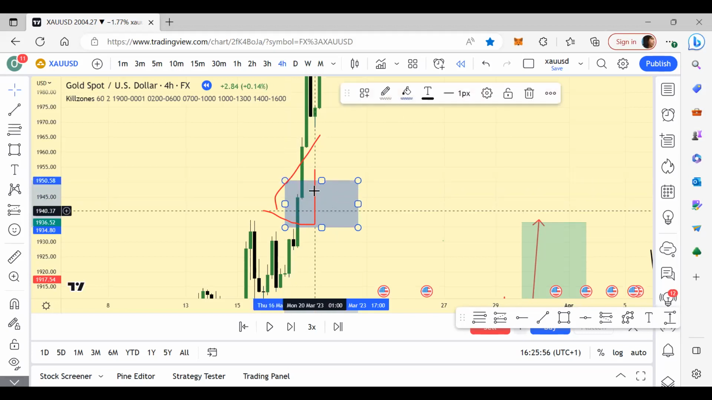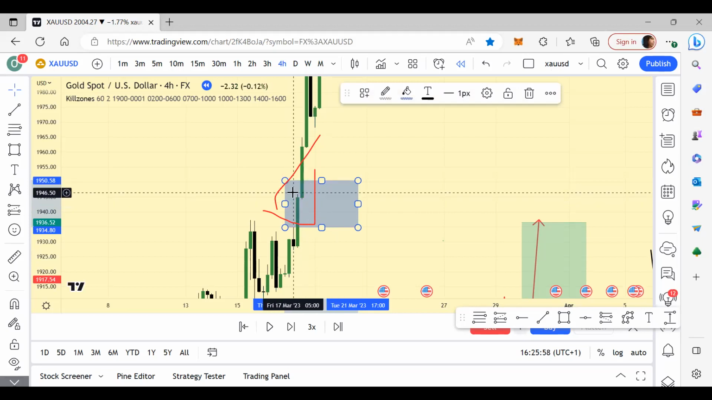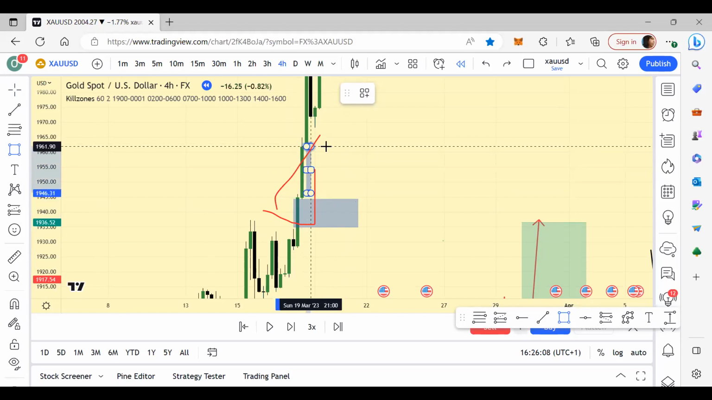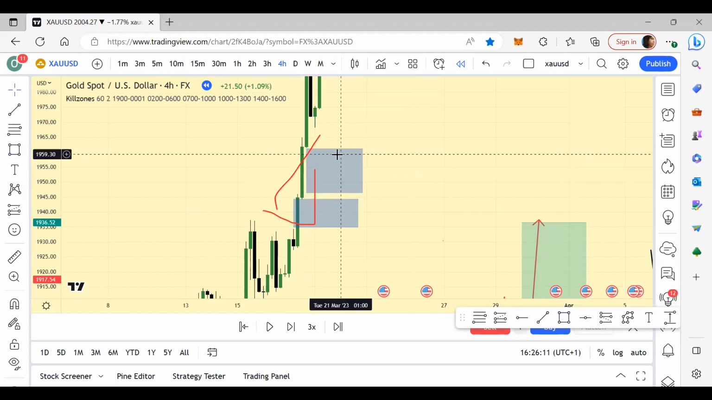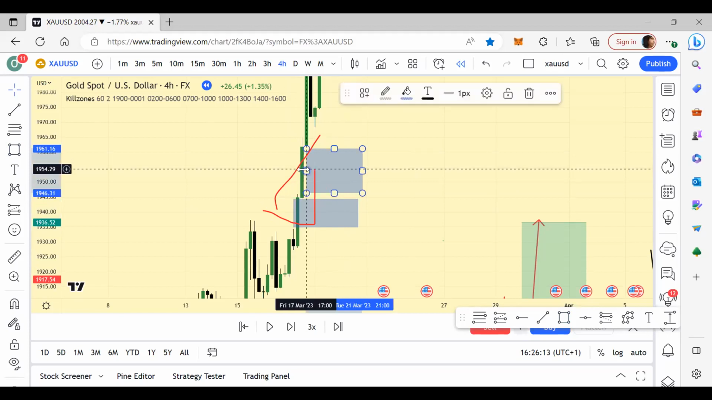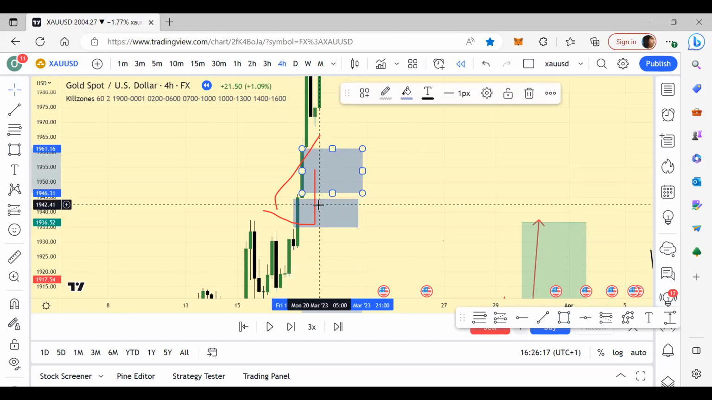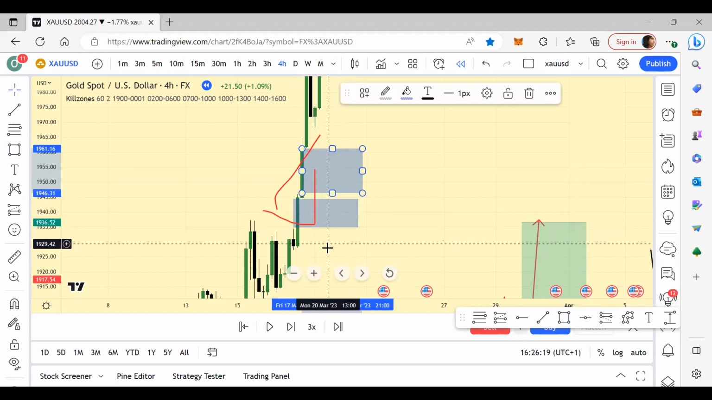If you do all of this, you can't say it's an imbalance because the wick is basically touching the next candle. So the best thing to do is to draw it like this, where there is a complete gap, where wicks are not touching anything. So you've got two different imbalances. Does that make sense?